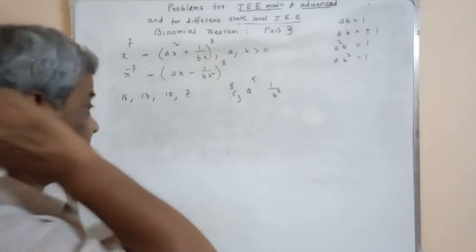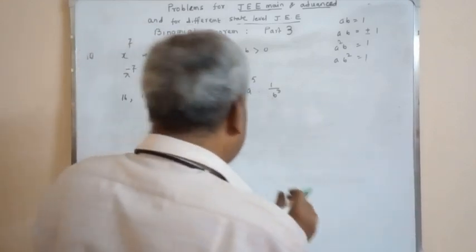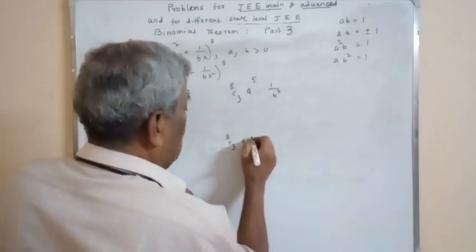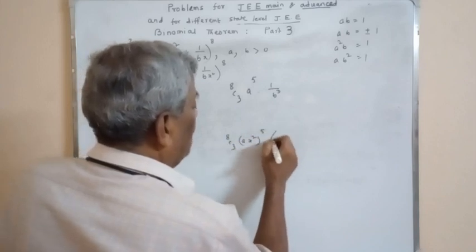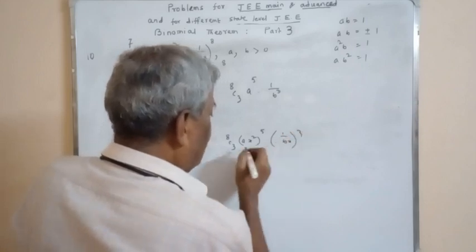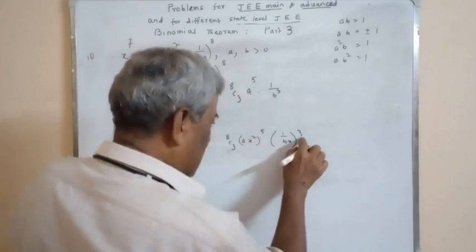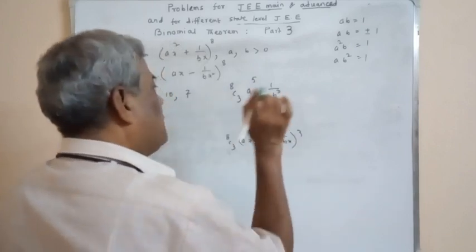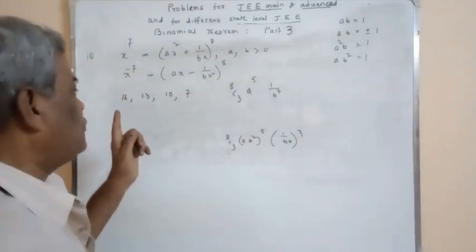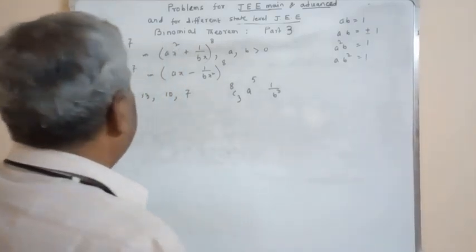Taking the total term, it is actually 8c3, ax square to the power 5 and 1 by bx to the power 3. So here you see it is x to the power 10 minus x to the power 3, that is x to the power 7. It is the coefficient of x to the power 7, and we did it in that way without much calculation. Which term contains x to the power 7? Very easily we can calculate.